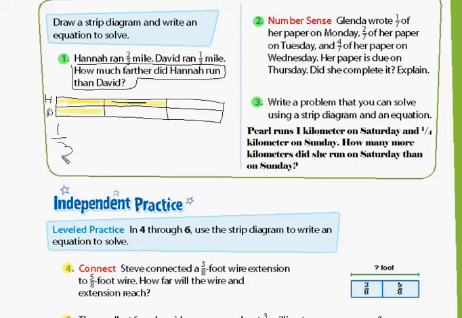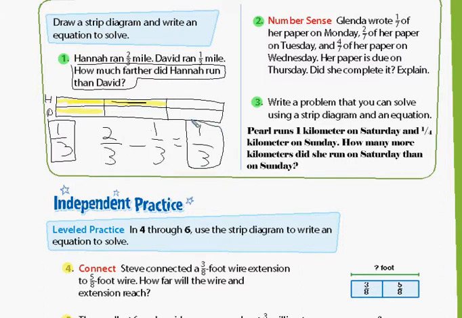And also to write an equation, that's what we came up with in our strip diagram. So our equation is going to be 2/3, which is what Hannah ran, minus 1/3, which is what David ran. The difference is 2 minus 1, which is 1. Denominators stay the same. So that means Hannah ran 1/3 further.